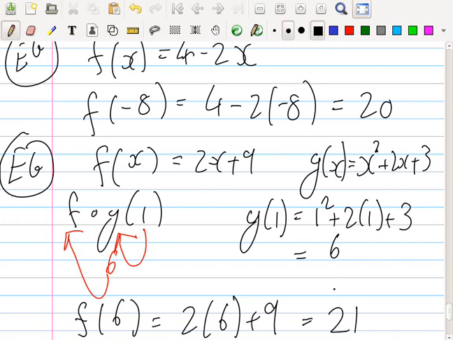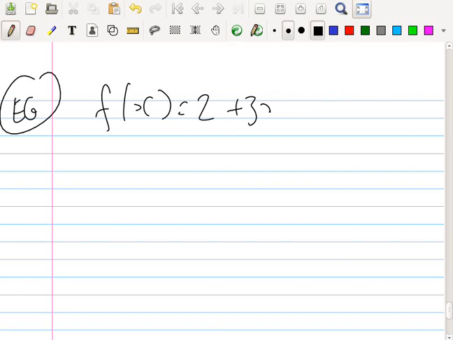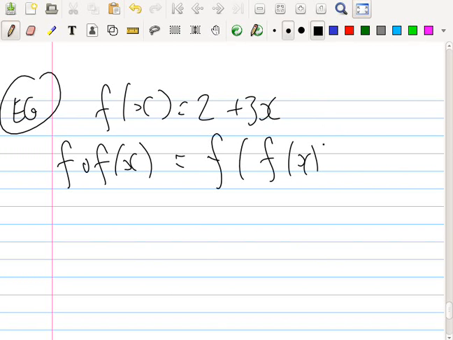Okay, next example. So I tell you f(x) equals 2 plus 3x, and I want you to calculate this. f compose f of x. So in this case, there's no number to put in, so you have to carry the x each time. So this would equal f of f of x. So that would equal f of 2 plus 3x.